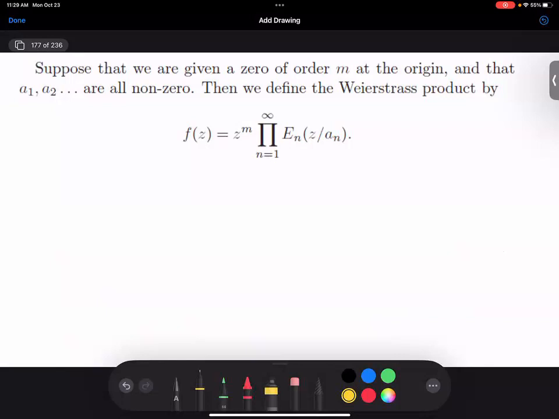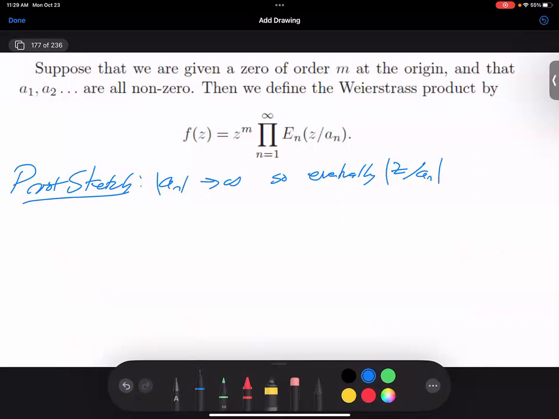And the idea is the following. So proof sketch. The absolute value of an goes to infinity. So eventually, z over an is going to be less than or equal to 1/2. Because if the an did not go to infinity in absolute value, what would be true? What would happen? It would accumulate. If an doesn't go to infinity, you get accumulation.